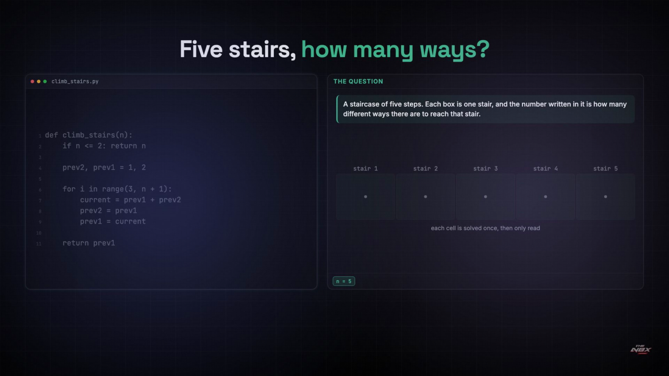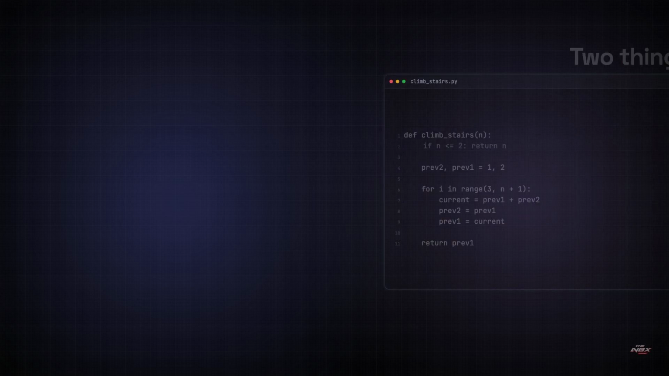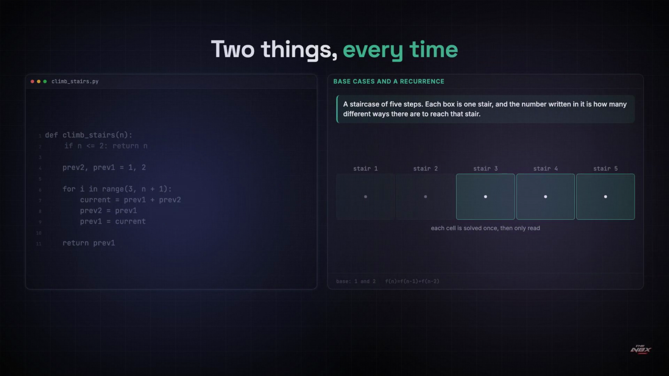Your first instinct is to try every possibility, and for 5 stairs that's fine. Stair 1, stair 2, stair 3, stair 4, stair 5, and the answer comes out at 8. But try that on 40 stairs and your laptop will still be thinking about it tomorrow, because the work doubles with every stair. Every dynamic programming problem needs 2 things, and finding them is genuinely the whole job.